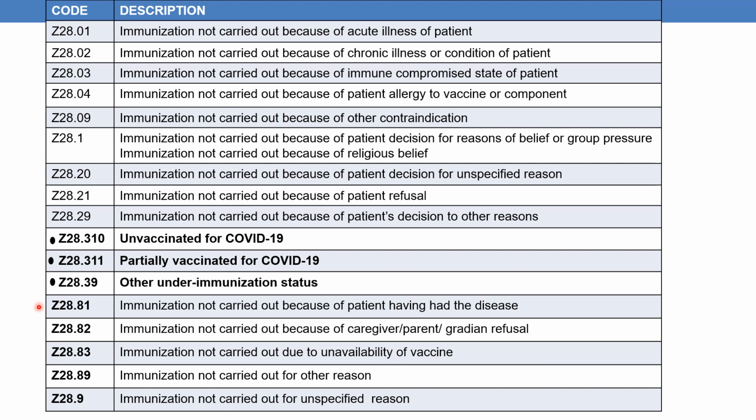Next is Z28.81. It deals with immunization not carried out because of patient having had the disease. The next is Z28.82. It deals with immunization not carried out because of caregiver or parent or guardian refusal. The next is Z28.83. It deals with immunization not carried out due to unavailability of vaccine. The next is Z28.89. It deals with immunization not carried out for other reason. The next is Z28.9. It deals with immunization not carried out for unspecified reason.